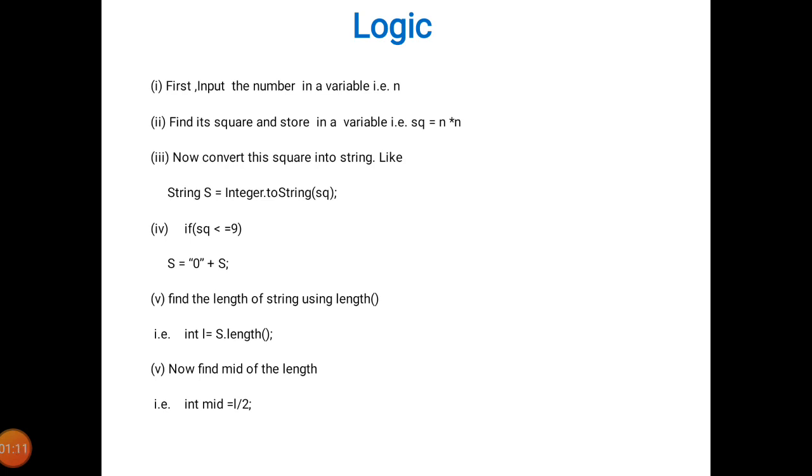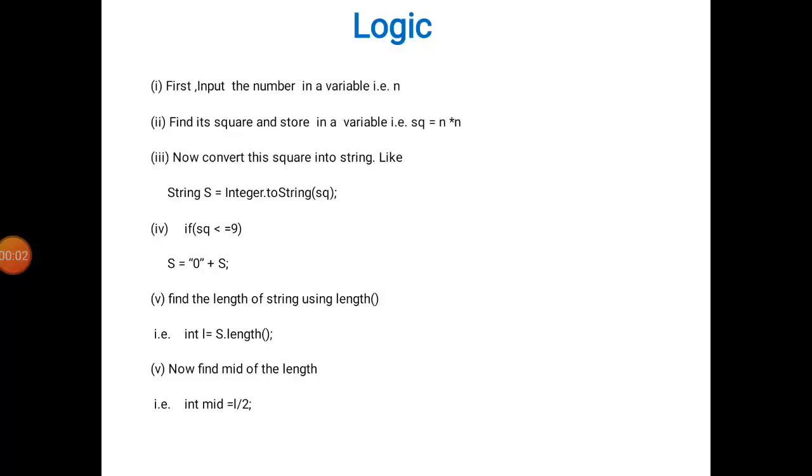In step 4, we add a 0 in the beginning of the string if the square is a single digit. That is, if the square is less than or equal to 9, then we have to add 0 as a string: s is equal to "0" plus s.